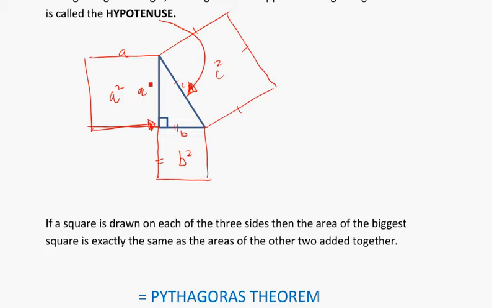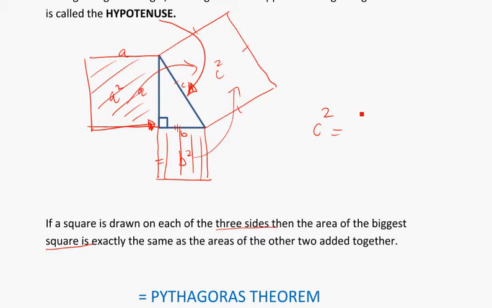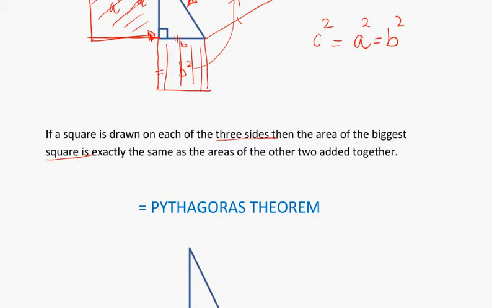Now, if a square is drawn on each of the three sides, then the area of the biggest square, that's the biggest square, C squared, is exactly the same as the areas of the other two added together. So if I cut A squared out and B squared out, I could fit them exactly into C squared, and I'm sure you did this in class. So C squared equals A squared plus B squared, and that is our Pythagoras' theorem, and it occurs in any right-angled triangle.